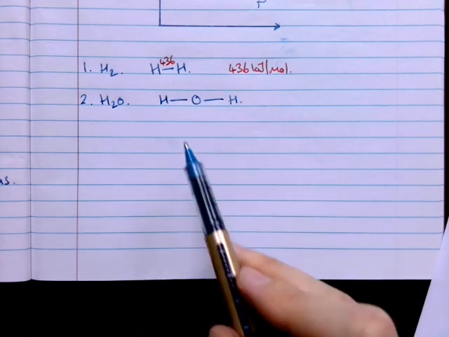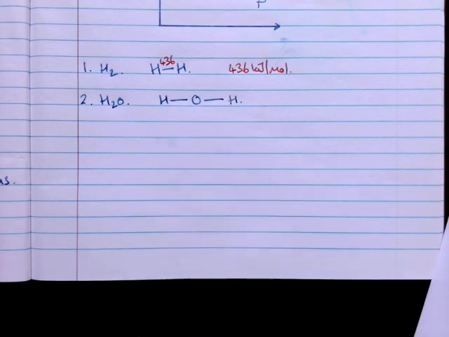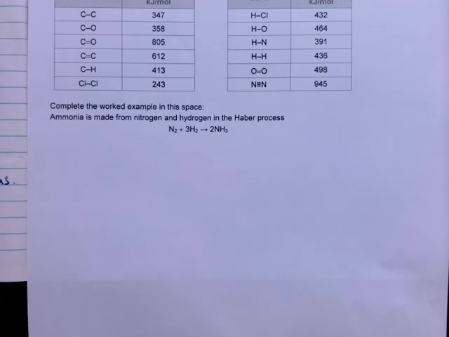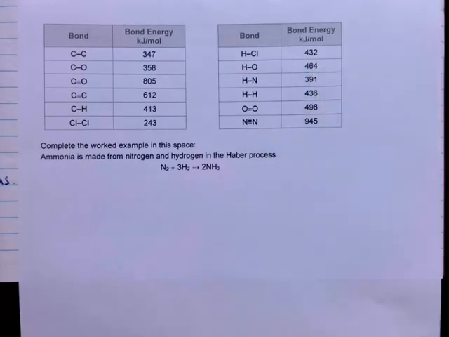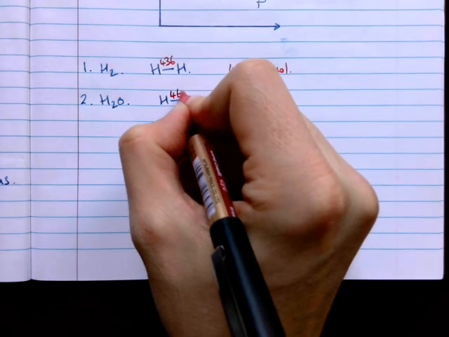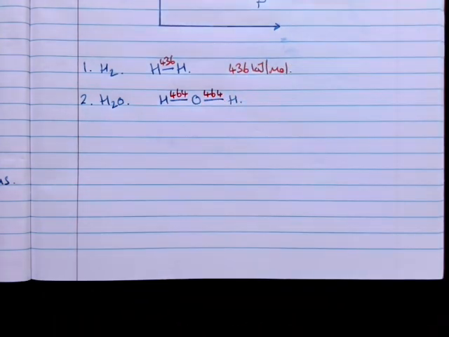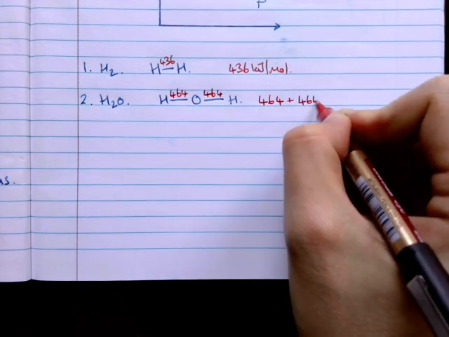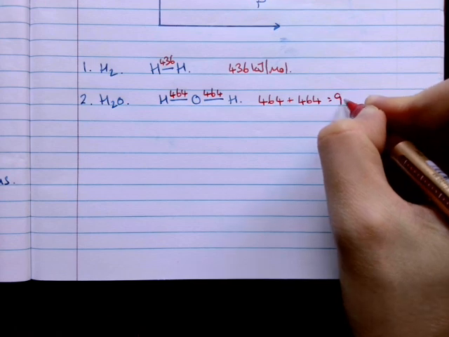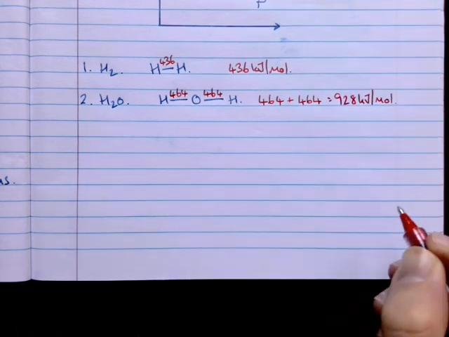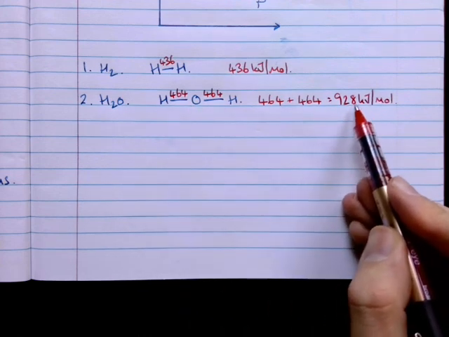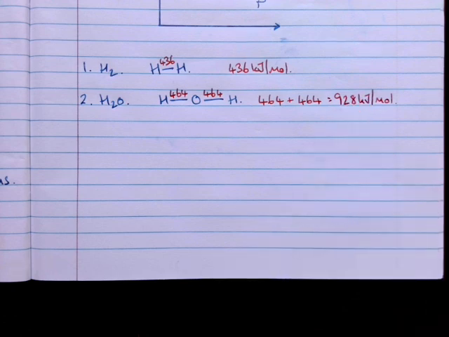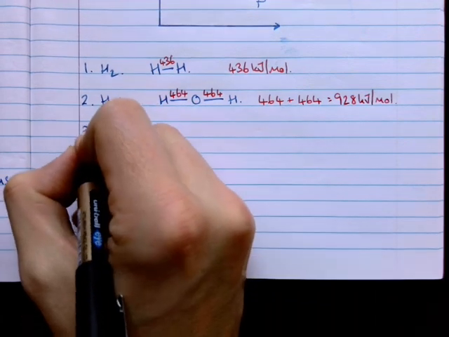If I want to break all of the bonds, I need to break this bond and this bond. This is an H-O bond, and this is also an H-O bond. If I look in my table, H-O is here, 464. So this is 464, and this is 464. The total energy needed to break all the bonds there is 464 plus 464, which is 928 kilojoules per mole. If I was to make all of the bonds in water, I would release 928 kilojoules per mole.